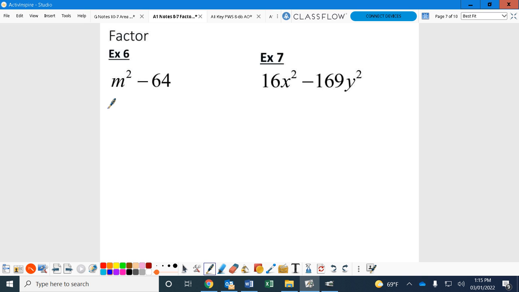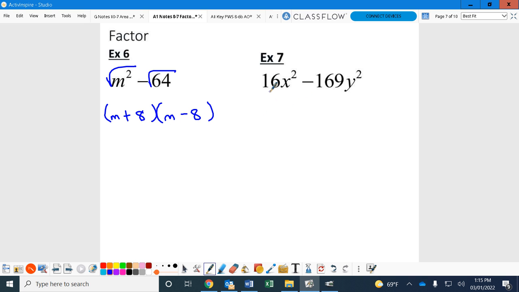So we set up two sets of parentheses, one plus, one minus. The square root of m squared is going to be what? m. And the square root of 64 is going to be 8. That's it. You just factored it. You're done.